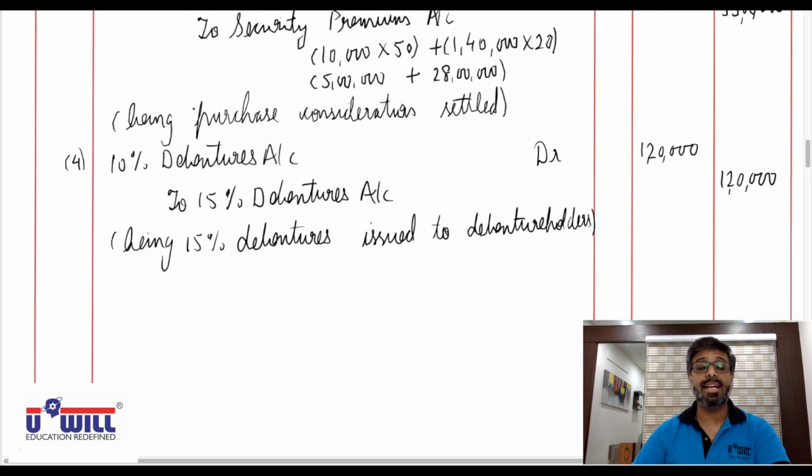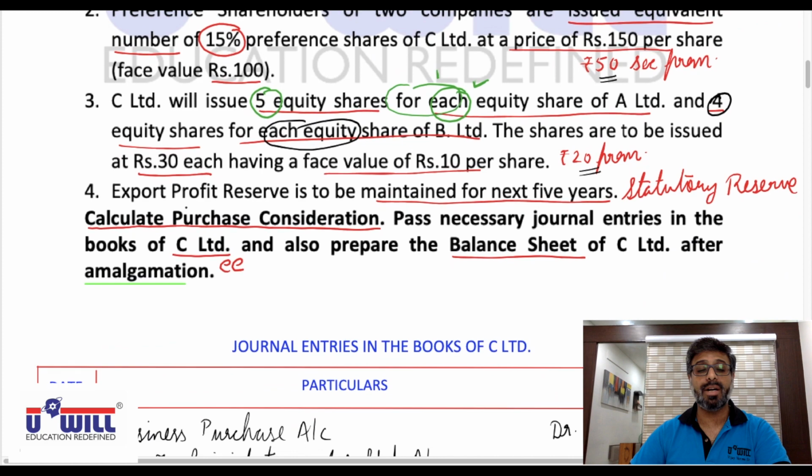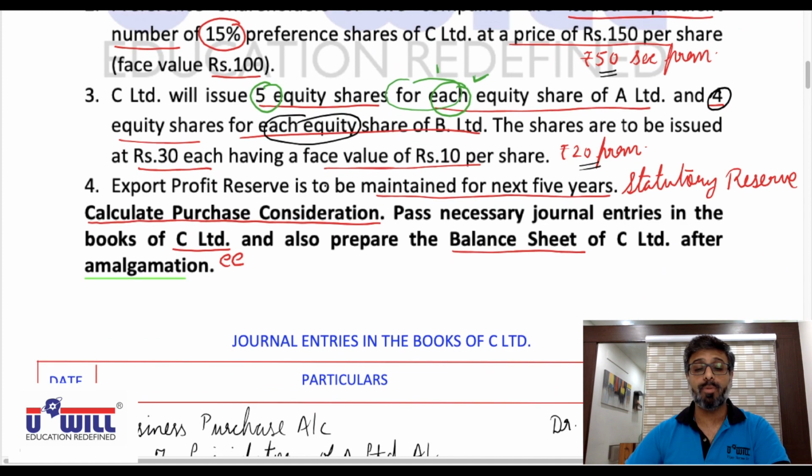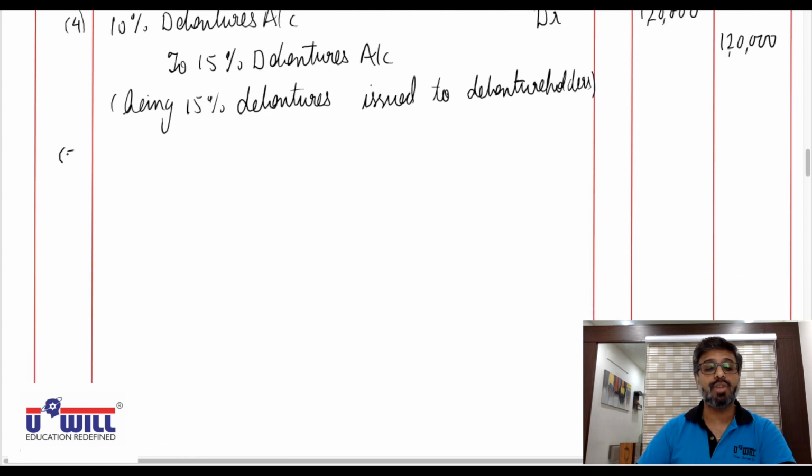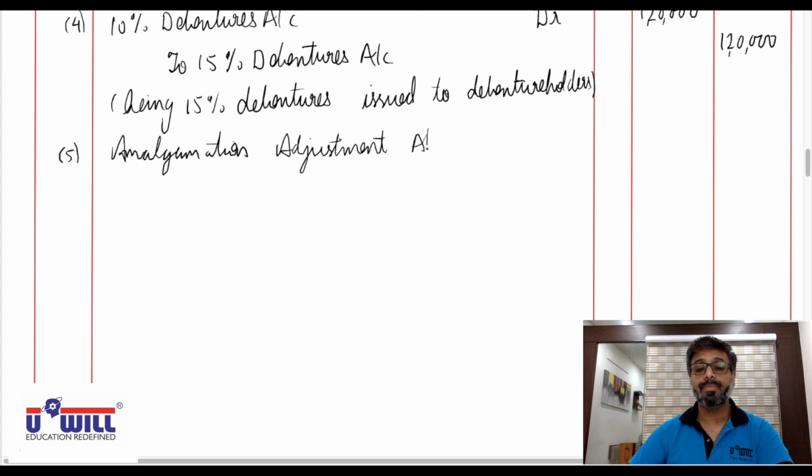We discussed that statutory reserve is to be taken by the help of another journal entry. Fourth adjustment, export profit reserve is to be maintained for next 5 years as a statutory reserve. For that this extra journal entry will come: amalgamation adjustment account debit to statutory reserve. Here it is the statutory reserve, export profit reserve account.